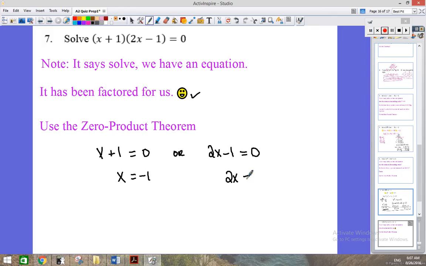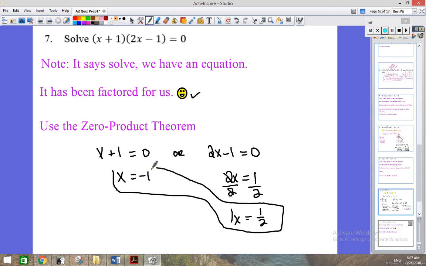That'll give me 2x is equal to 0 plus 1, which is 1. Now we divide both sides by 2. 2 divided by 2 is 1, and I have 1/2. So I had 2 factors, I have 2 answers. X equals negative 1 and x equals positive 1/2.